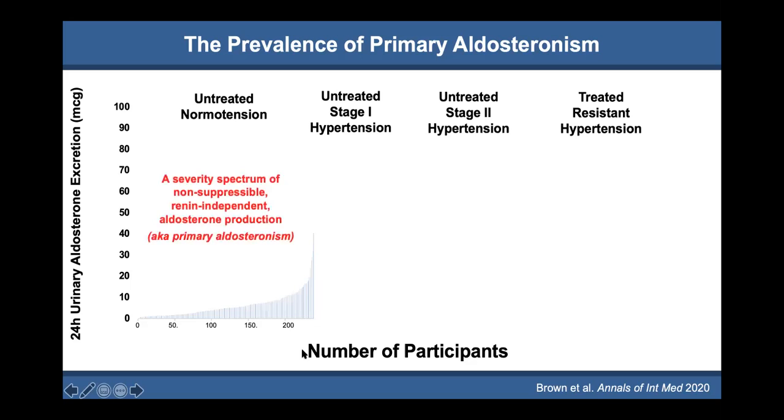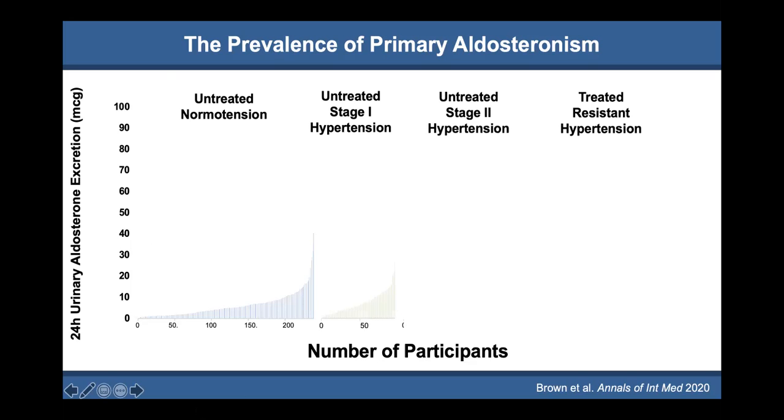In other words, what you're looking at is a severity spectrum of non-suppressible renin-independent aldosterone production. In other words, primary aldosteronism. These are different shades of primary aldosteronism. And you see the same pattern in stage 1 hypertension, in stage 2 hypertension, and in resistant hypertension, with the difference being that the severity or magnitude of the renin-independent aldosterone production is paralleling the magnitude of the blood pressure phenotype. Now I'm showing you this raw data so you can appreciate that there is a continuum of primary aldosteronism that parallels the continuum of blood pressure.